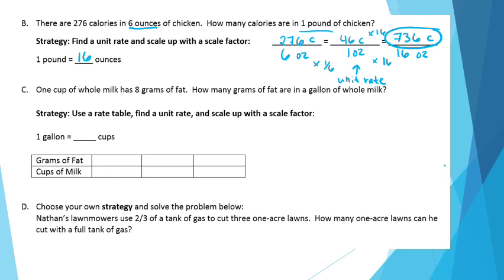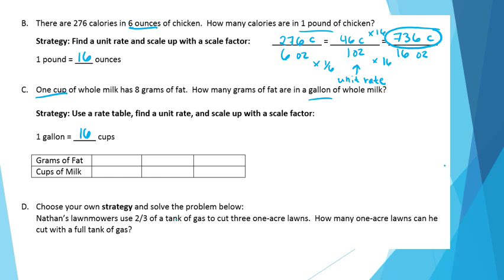We've got 2 problems left. For C, 1 cup of whole milk has 8 grams of fat. How many grams of fat are in a gallon of whole milk? I'm noticing that there's cups and gallons mentioned in this problem, and so I'm going to need to think about a conversion. For example, 1 gallon, based on the table up above, has 16 cups. It's kind of funny that way, that 1 pound is 16 ounces and 1 gallon is 16 cups, but that's just how it works.